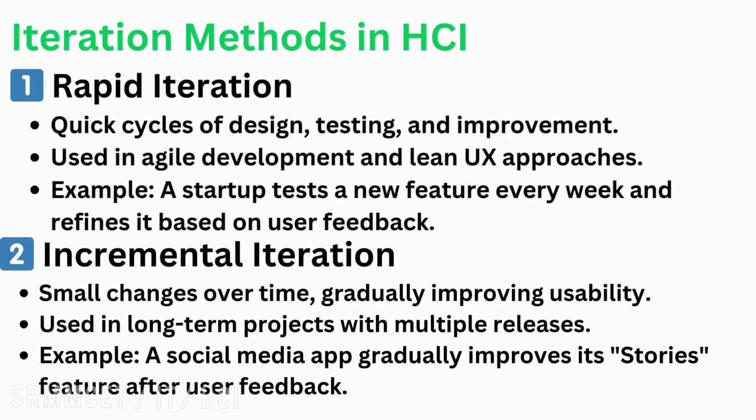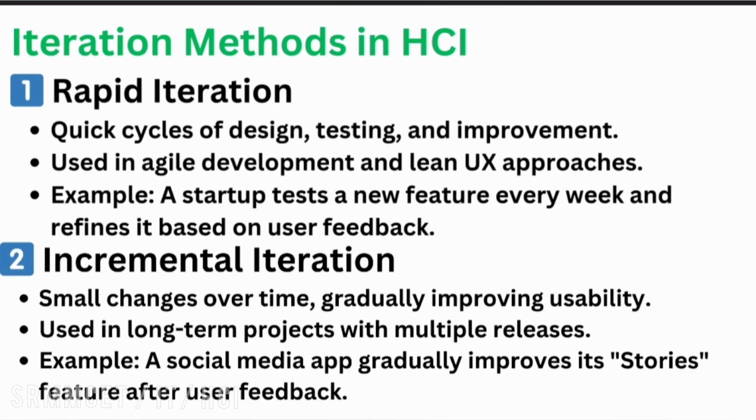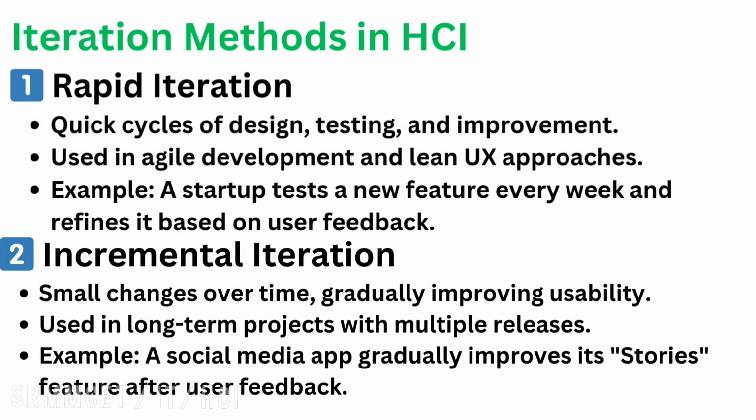So the iteration methods in HCI are, first one is rapid iteration. So quick cycles of design, testing and improvement it includes. The incremental iteration is small changes over time that gradually improve usability. Used in long-term projects with multiple releases. For instance, if we take a social media app, then it gradually improves suggestions, stories, WhatsApp status buttons. These are the updations step by step.